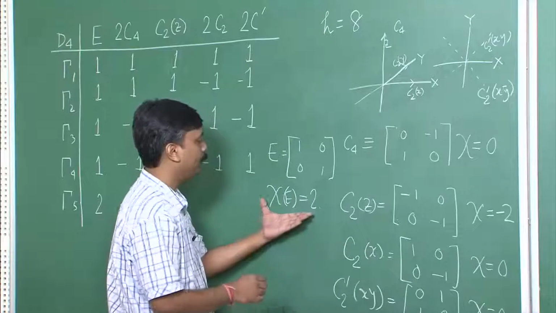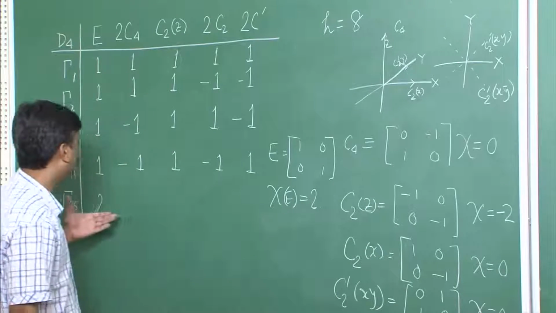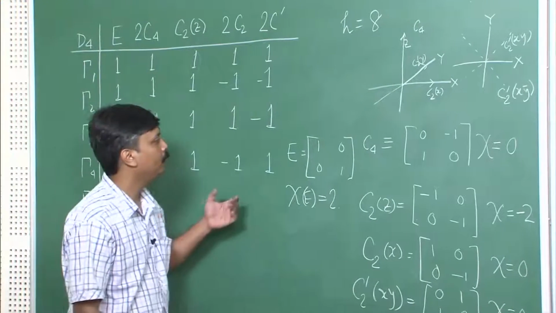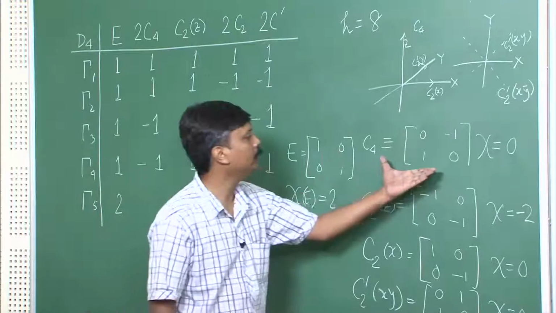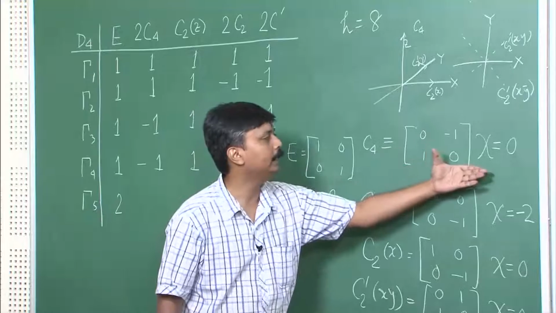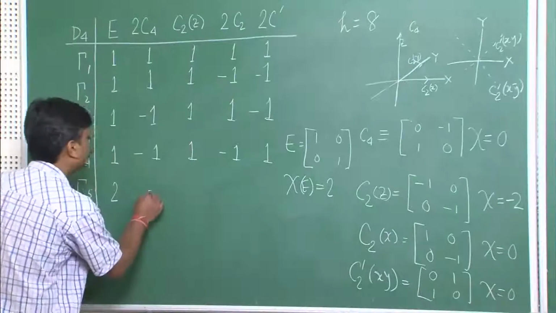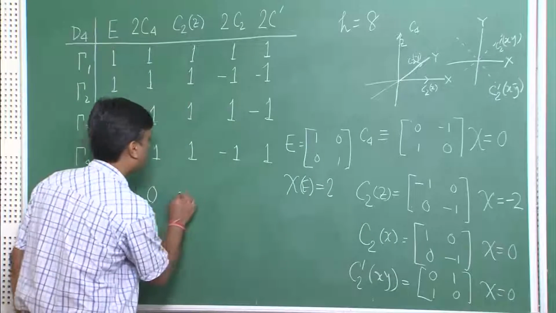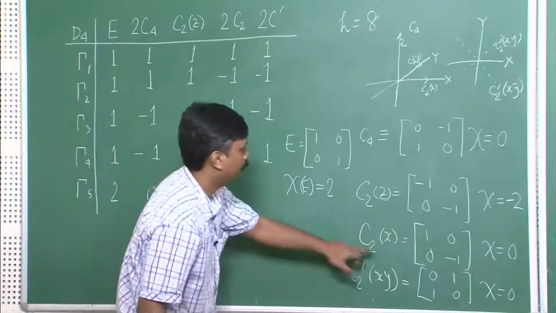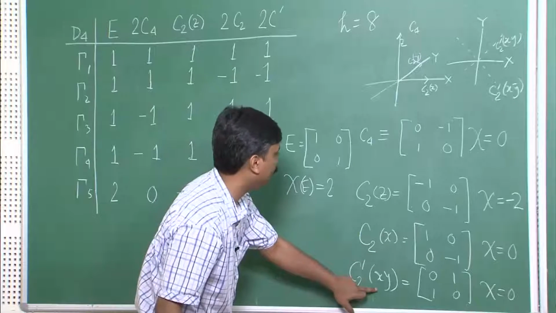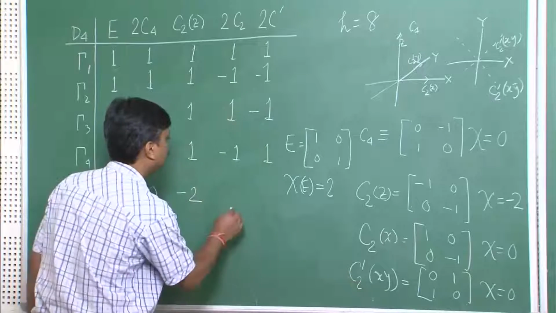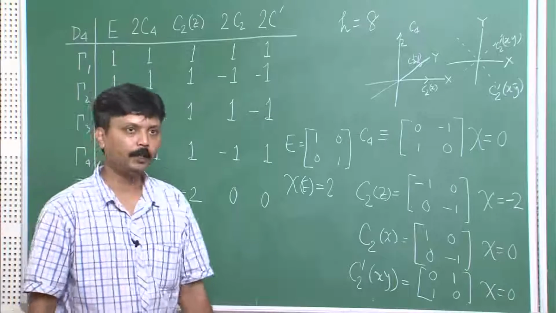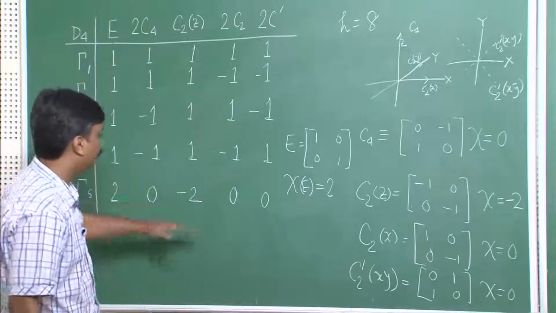So for identity we have character 2. Now we already knew that, there is nothing surprising about that, and we already wrote that. And for C4, the class for C4, it gives the character as 0. So let's put that, and C2Z gives -2, and C2X as well as C2 prime XY both give character as 0. Okay. So similarly we have got our character table completely for A1 and A2, but we have to yet check that.